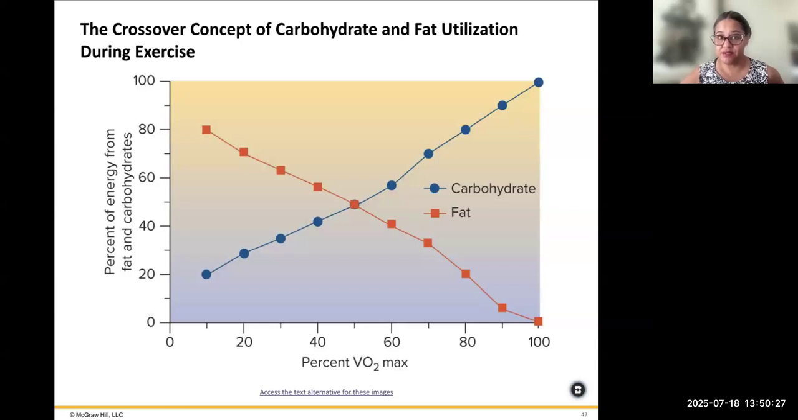So the crossover concept of carbohydrates and fat utilization. Should be a simple chart to read. The more oxygen you use, the more carbohydrates you will use as an energy source. The less oxygen you use, the more fats you will use as an energy source.